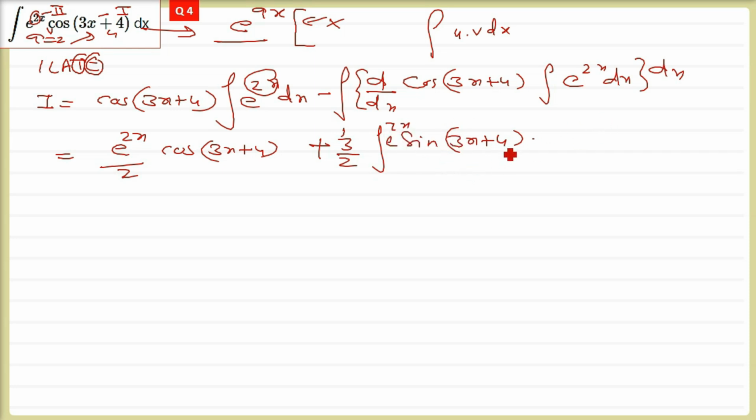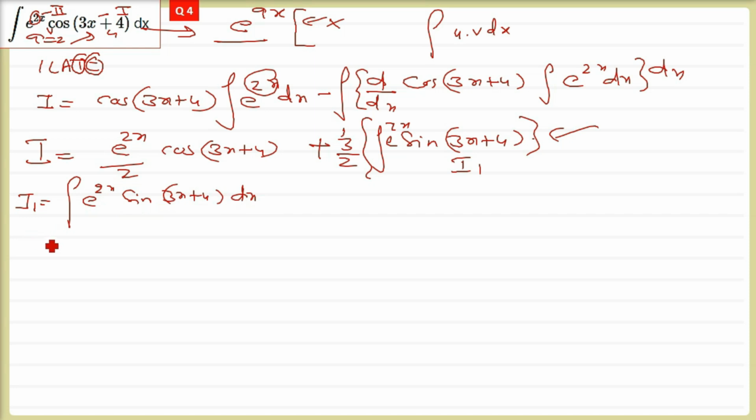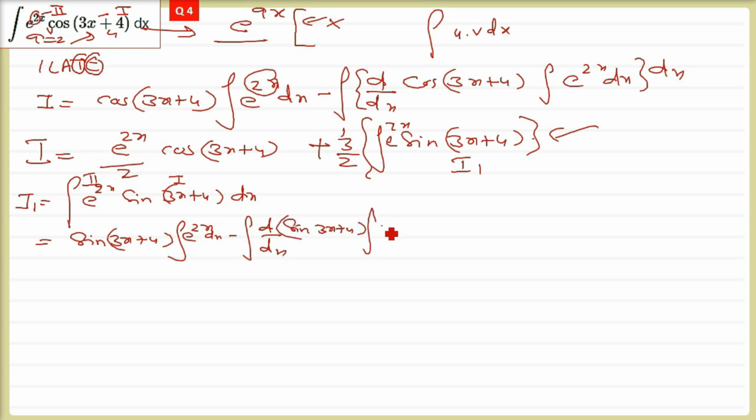Now e raised to x sin 3x plus 4 is again an integration of this same type, so let us call it I1. We will integrate this I1 and replace it later. I1 is the integration of e raised to x sin 3x plus 4, and this has to be integrated. Again ILATE will be applied, with cos or sine being trigonometric. So sin 3x plus 4 will come first, times the integration of e raised to x dx, minus the integration of d by dx of sin 3x plus 4 times the integration of e raised to x dx again, and then the final integration with respect to dx.